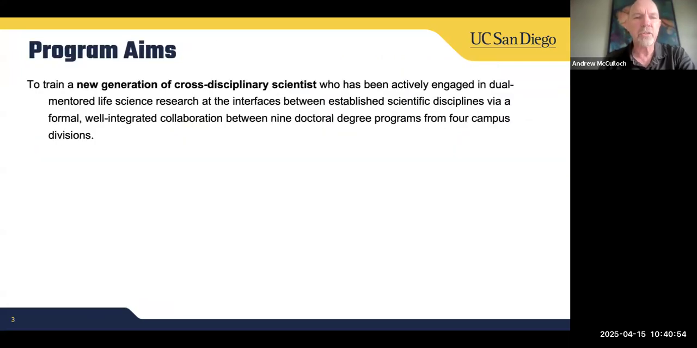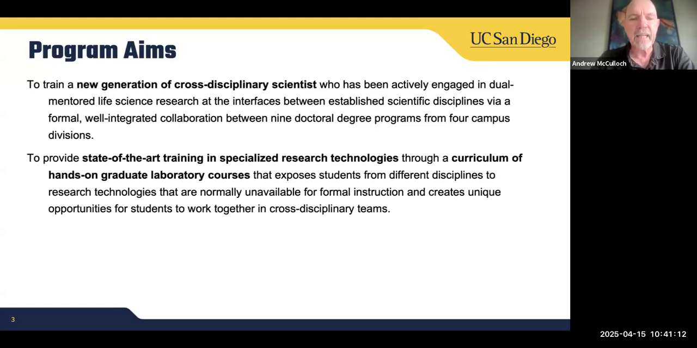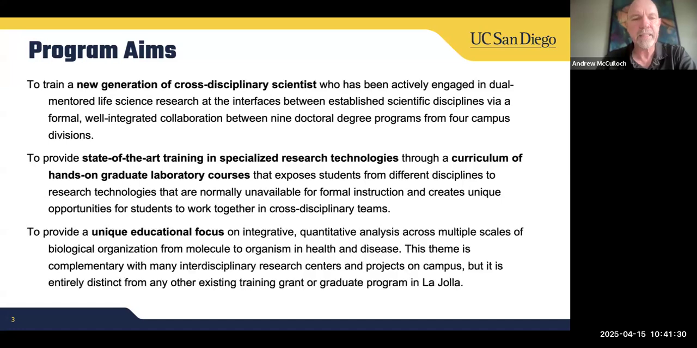So the aims of the program are to train a new generation of cross-disciplinary scientists who are actively engaged in dual-mentored life science research at the interfaces between different scientific disciplines via a well-coordinated collaboration between, it's actually 10 doctoral programs from 4 divisions. To provide state-of-the-art training in specialized research technologies through a hands-on graduate curriculum of graduate laboratory courses that exposes students to different disciplines and research technologies that are normally unavailable for formal instruction, and creates unique opportunities for students to work together in cross-disciplinary teams.